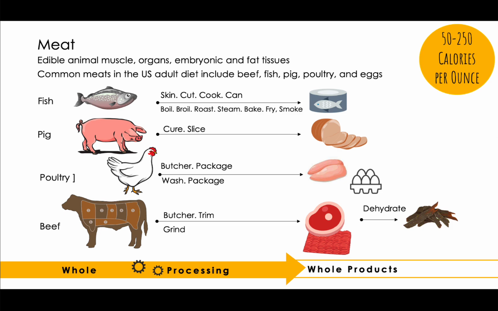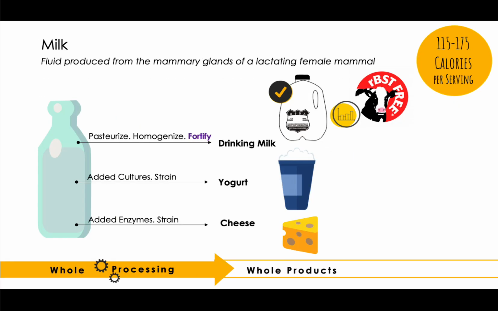We also eat the sarcoplasm, or the juices within those cells. So we eat meat in a number of processed and whole varieties. We also have milk, which is produced from the mammary glands of lactating female mammals. And I don't know why I put female in there, because only females can lactate, so that was kind of a special detail.